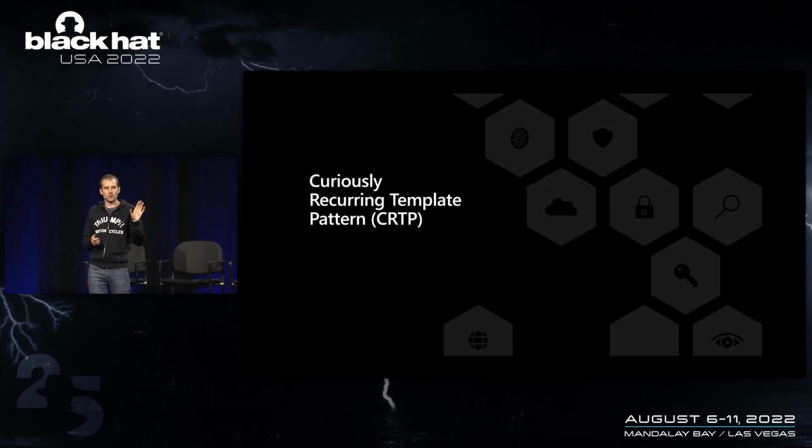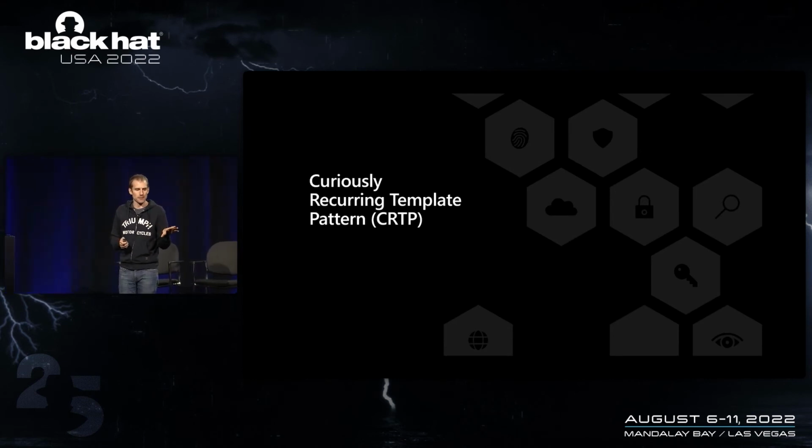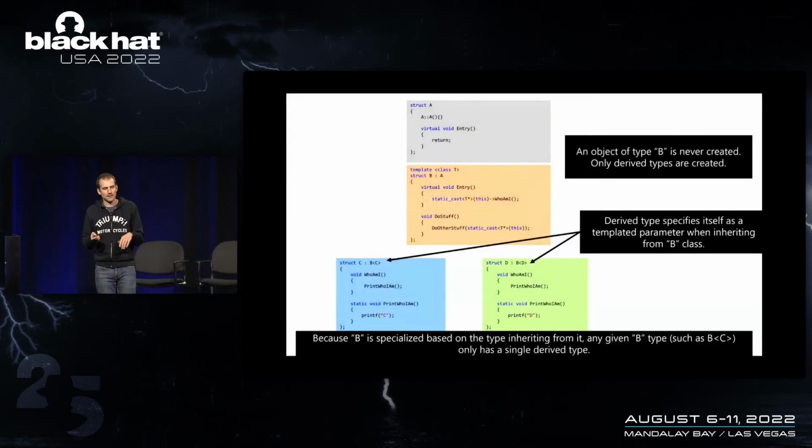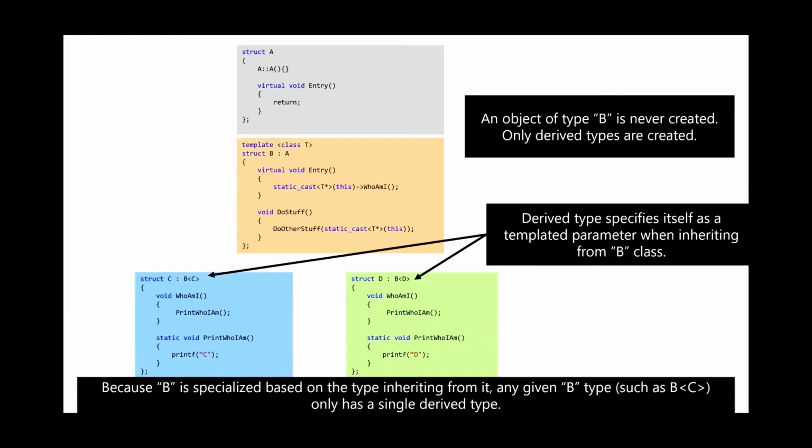And that actually brings me to this really interesting programming pattern called CRTP, or the Curiously Recurring Template Pattern. This is a pattern that is used a lot in some Windows binaries.